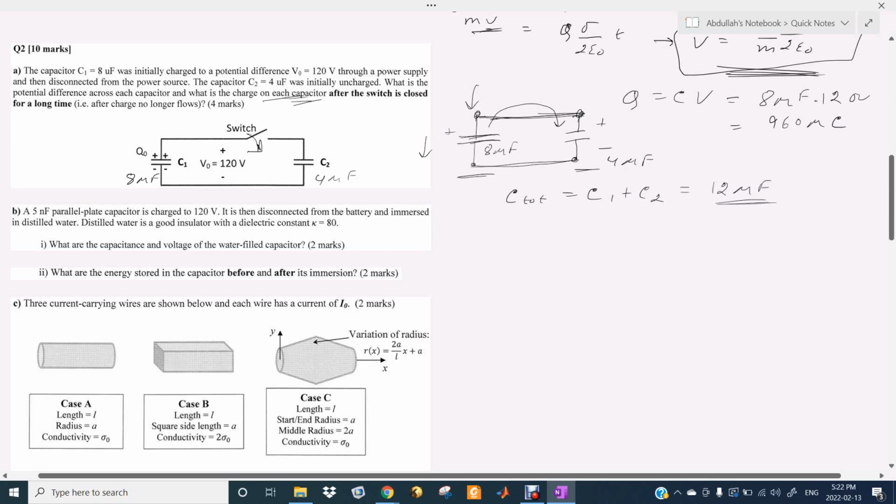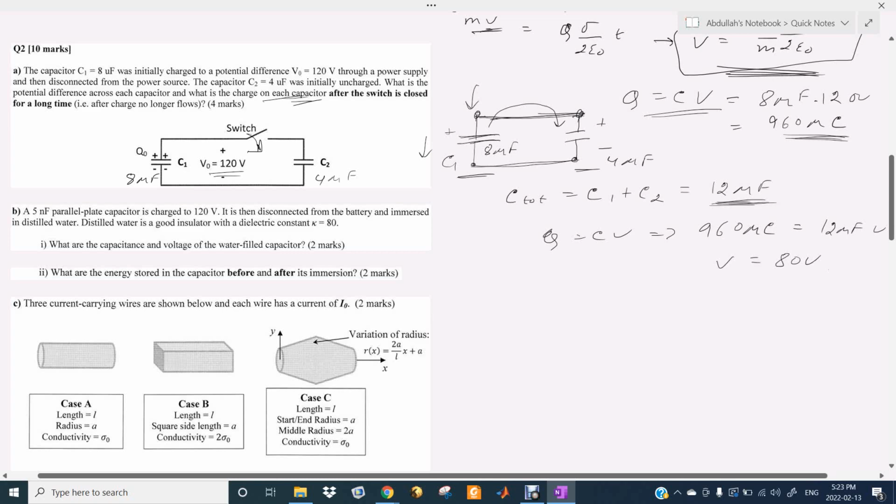So now you have 12 microfarad to store this amount of charge. That's the total amount of charge that's in the circuit, which was inside C1. Since you increased the capacitance of the entire circuit, the potential has to drop, right? So V1 has to drop from 120. You apply the same equation here: Q equals CV, but this time your Q is 960 microcoulomb and your C is 12 microfarad. So now your V, just divide that up, is 80 volts.